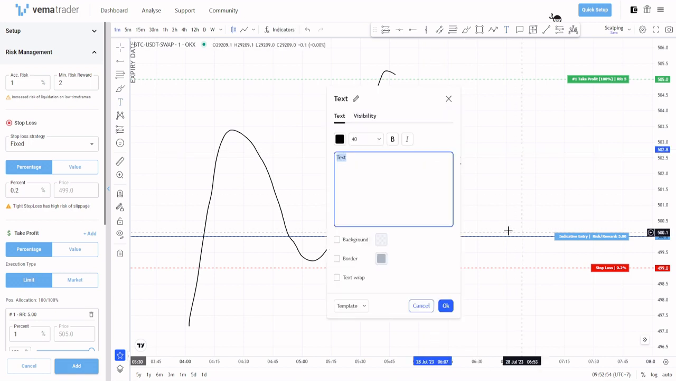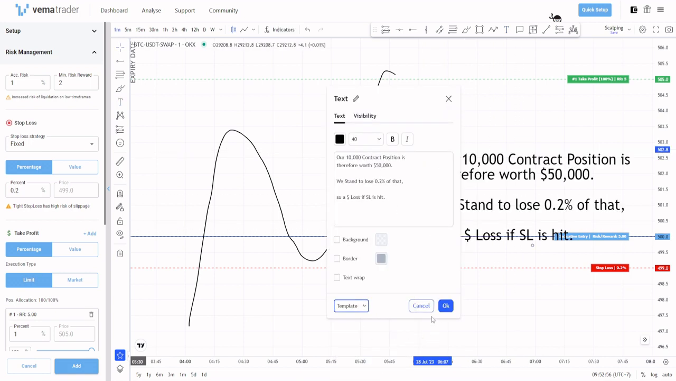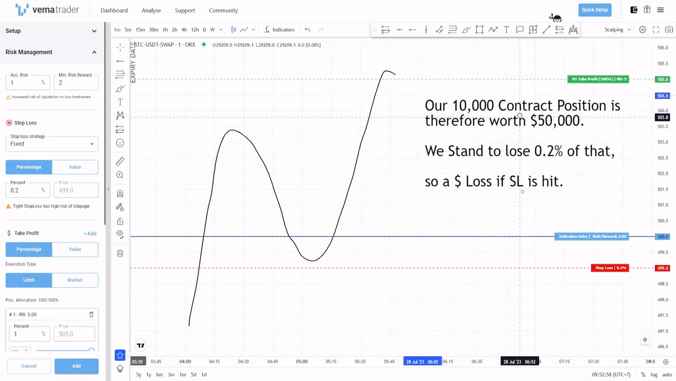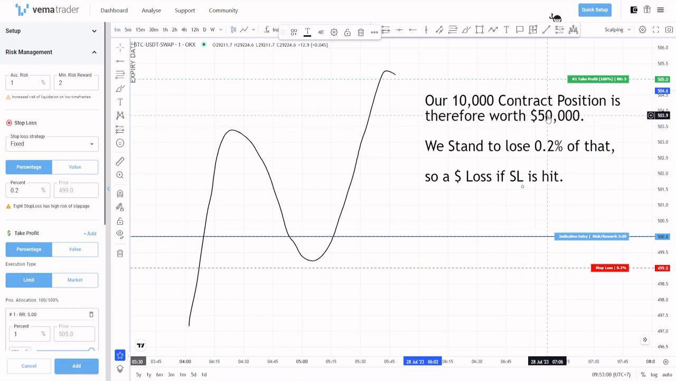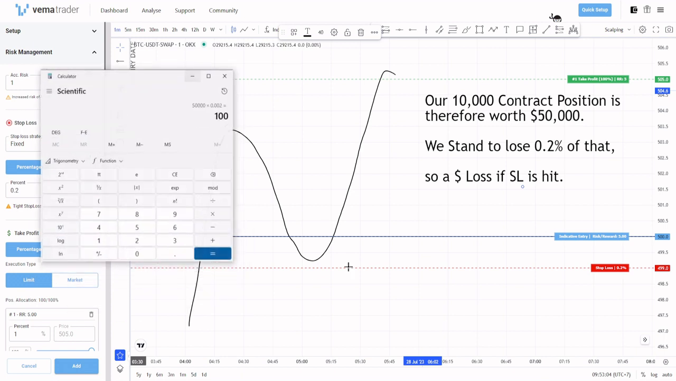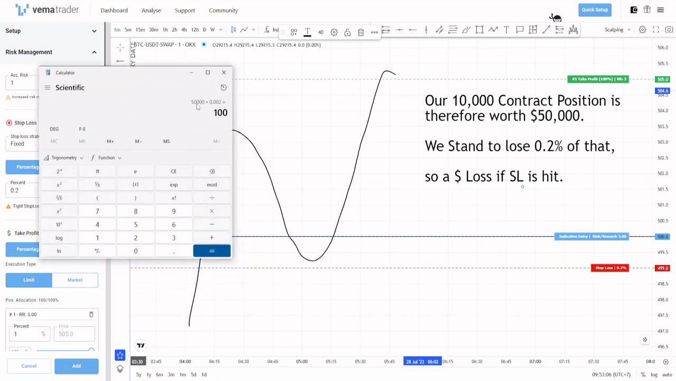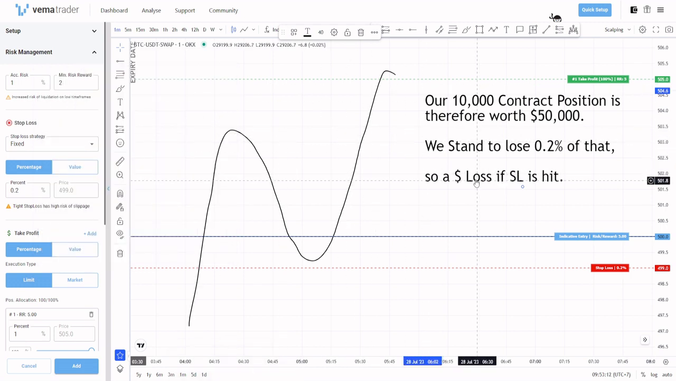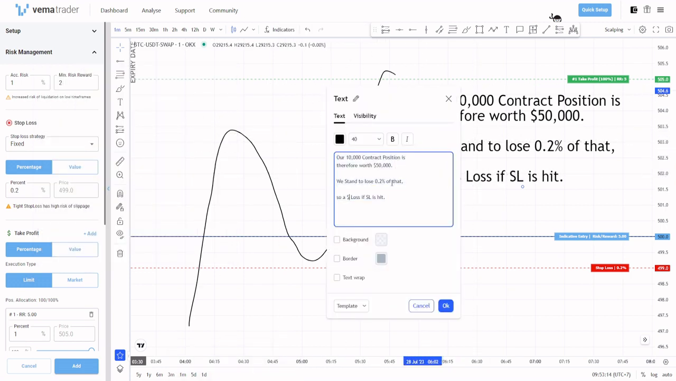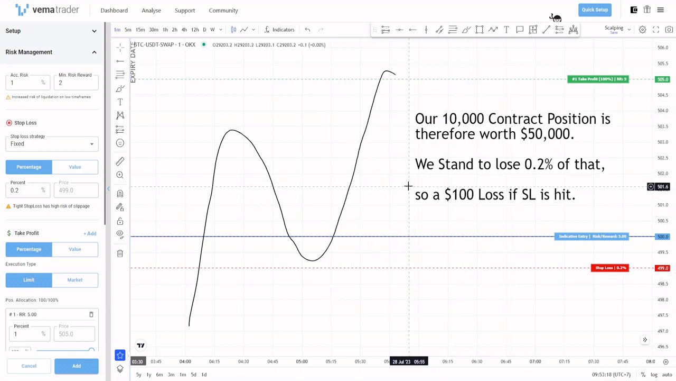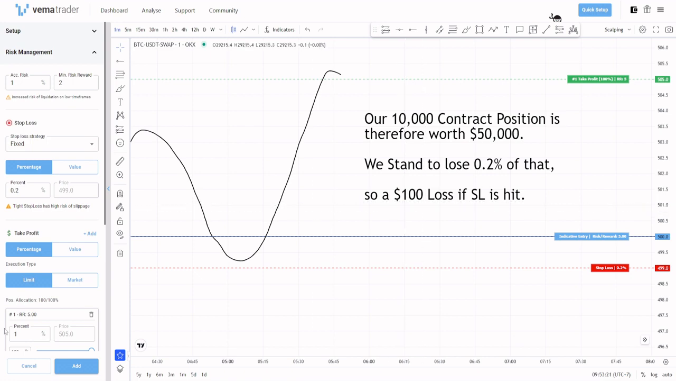So how does the maths work? Well, we have our 10,000 contract position. At $500, that is now worth $50,000. We stand to lose 0.2% of that, which means we will lose $100, right? 50,000 times 0.002 gives us a $100 loss. So you can see that Vemma has done the position size calculation correctly again. It has made the position size quite significantly larger to still keep us at that $100 loss.